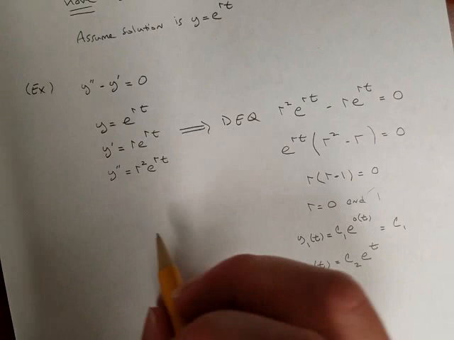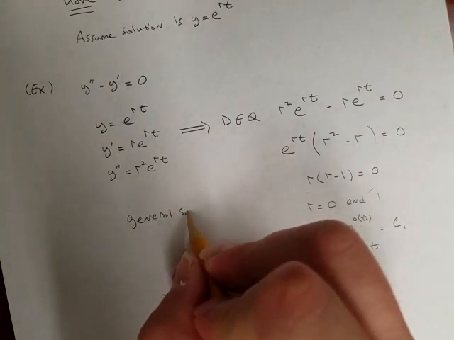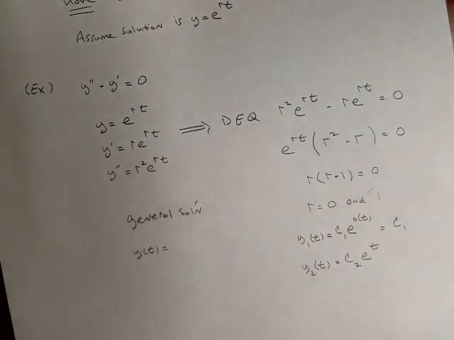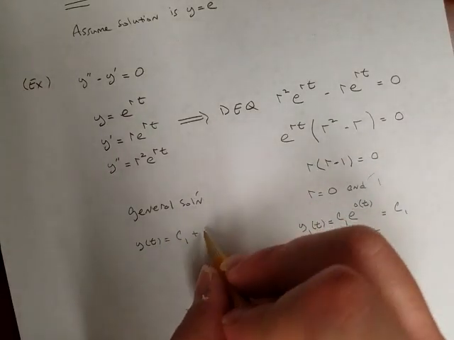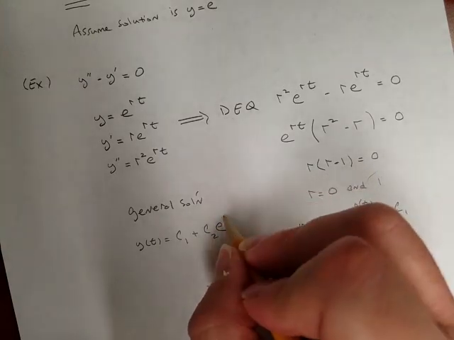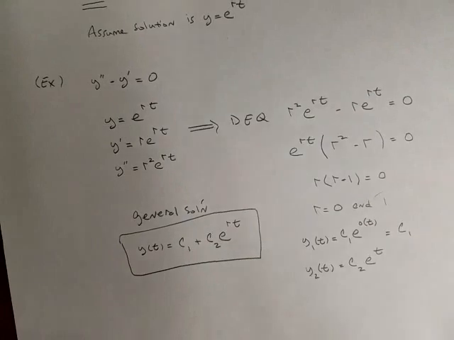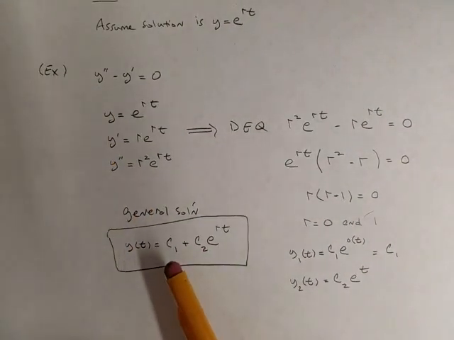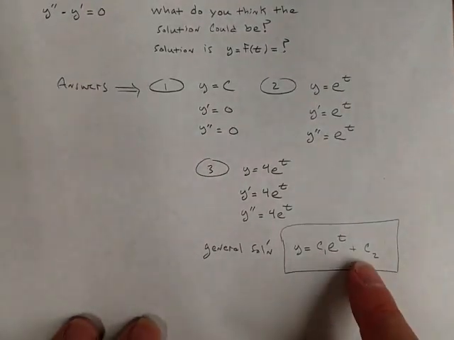So to that, I give you this general solution. It's going to be y as a function of t equals c1, a constant, plus c2 e to the rt. So there it is. Anything that would be a solution to this takes that form with whatever the constants c1 and c2 would have to be. Well, that's the same thing that we concluded over here, basically.